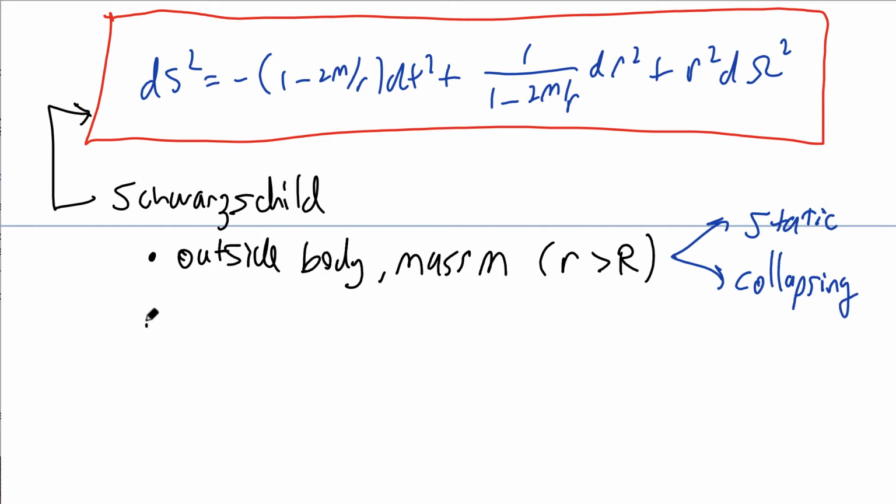Now, if we take the Schwarzschild metric to apply for all r, not just restricted to r greater than some areal radius capital R, then this metric describes a black hole, a spherical black hole of mass m. In the next lecture, I'll talk about black holes and stellar collapse. That's this case and this case. For the rest of this lecture, I want to focus on the case of a static body of mass m.